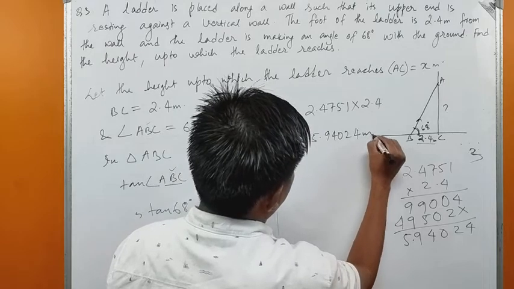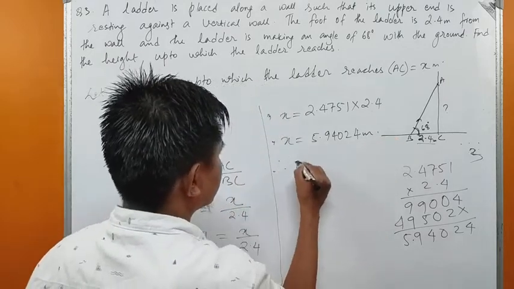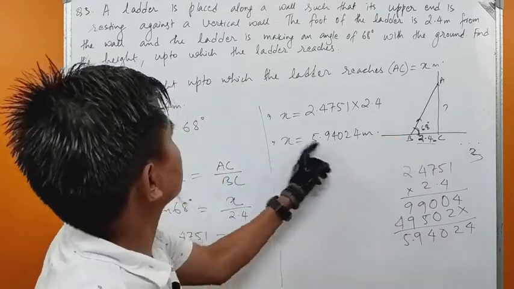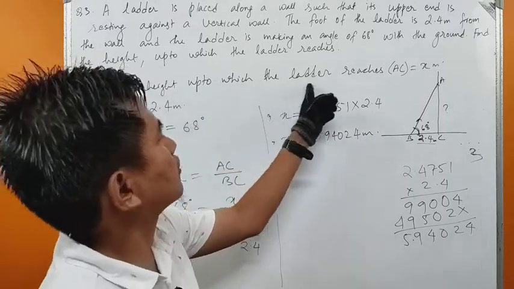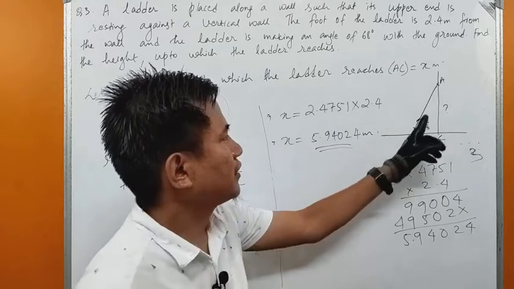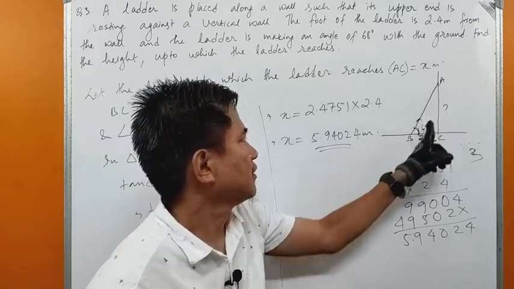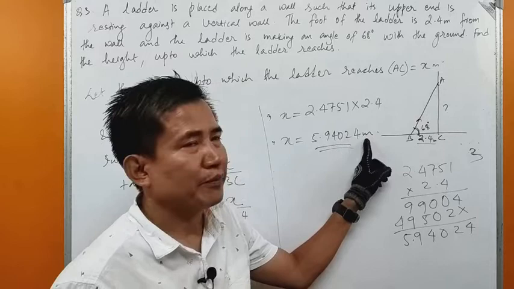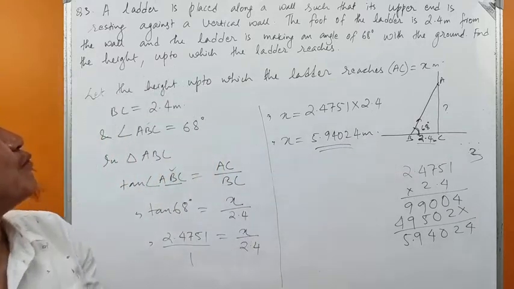5.94024 meter. We don't need to write all this because we have already mentioned the height up to which the ladder reaches is x. So the height where the ladder reaches is 5.94024 meter. Okay, I hope you got this. Now let's move on to the next question.